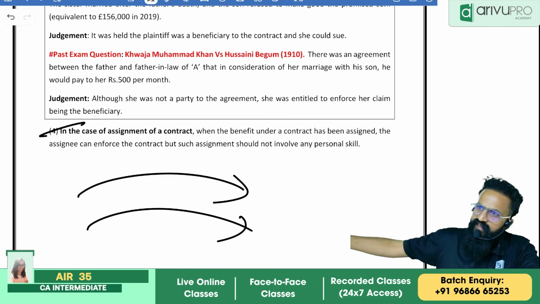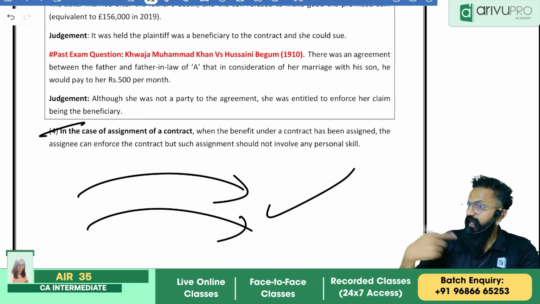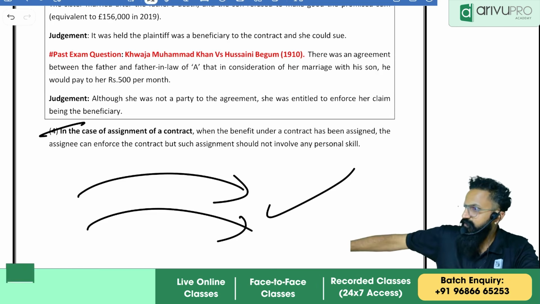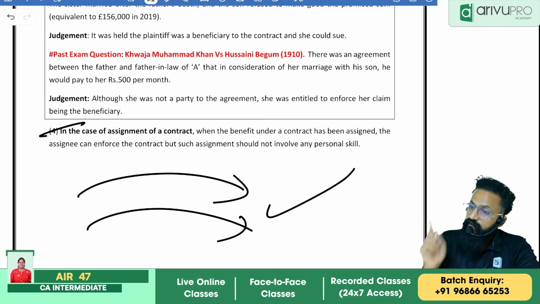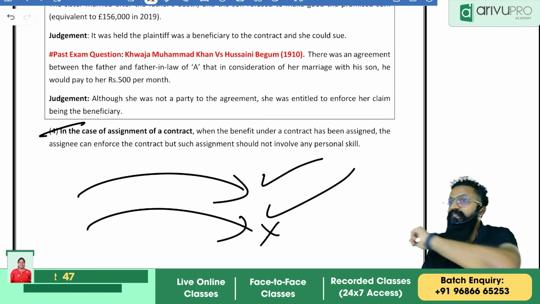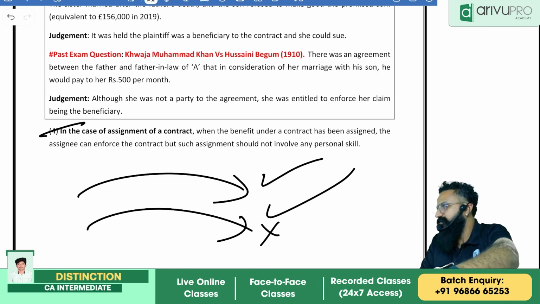Can I transfer this right to someone? Yes. I need to pay you money. Can I transfer this to someone? Instead of me paying money, I'll tell Nitin to pay money. Is it allowed? You can always transfer benefits. You can never transfer liability without everyone's consent. Everyone's consent is required.